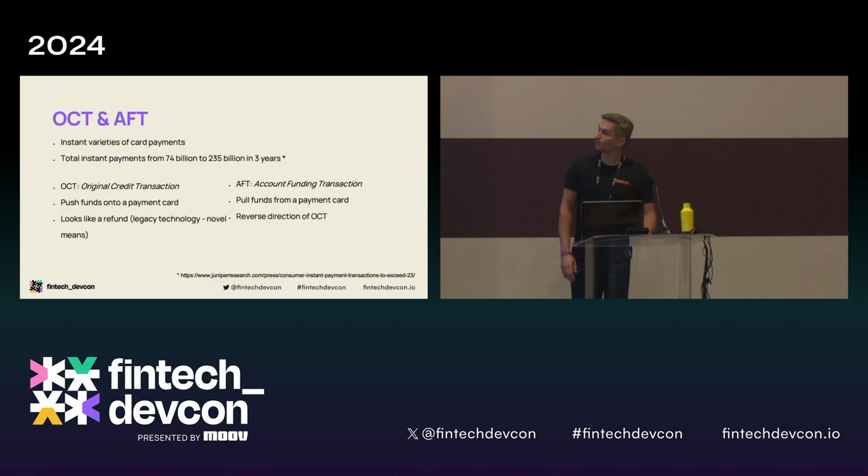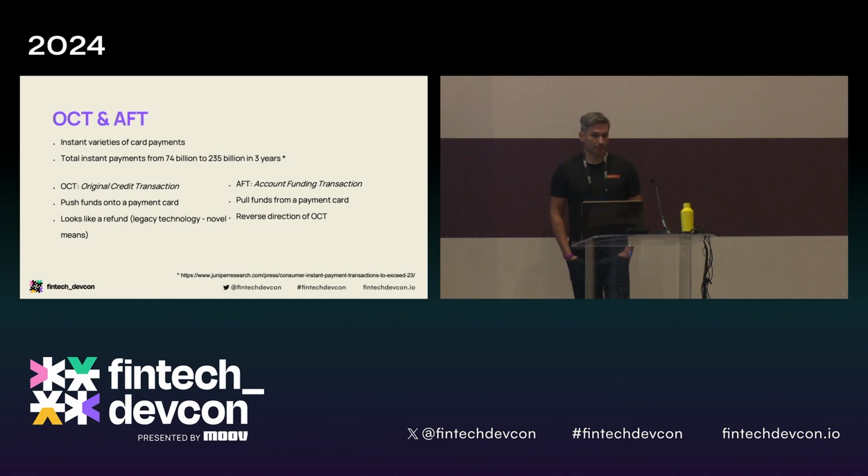All right, so a few definitions, what OCT and AFT is. These are instant varieties of card payments. Just to put things in perspective, the total instant payments volume is expected to go from 74 billion to 235 billion in the next 3 years, according to Juniper Research.